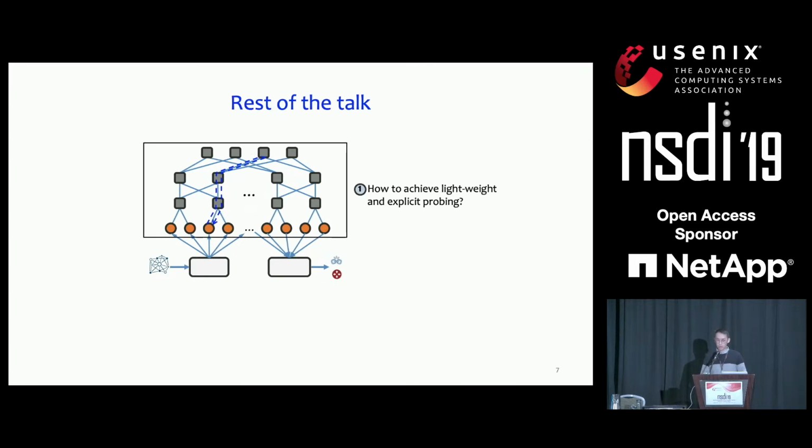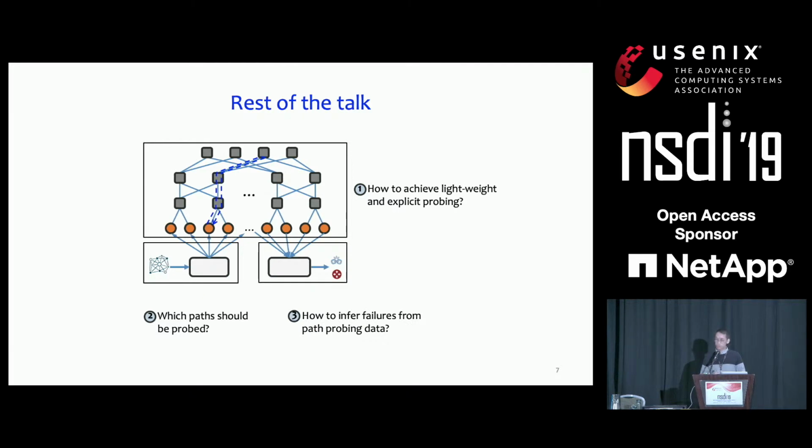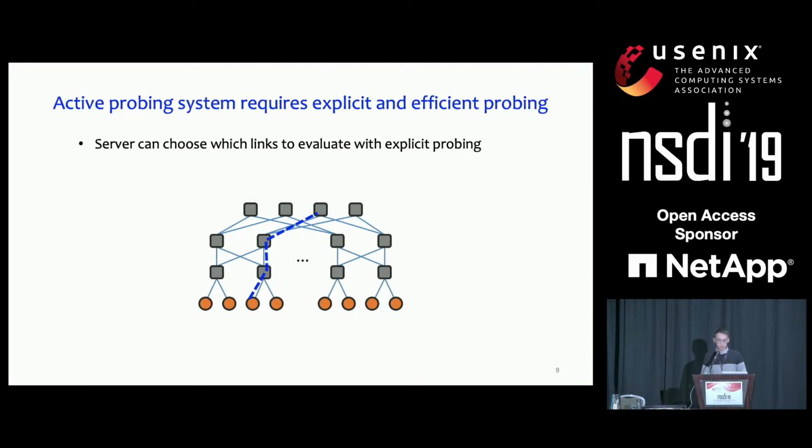First, I will introduce how to achieve an explicit yet efficient probing. Then, I will talk about which paths to probe. Finally, about how to infer failures from path probing data. Due to time limit, this part will be brief. Now come to the first part.